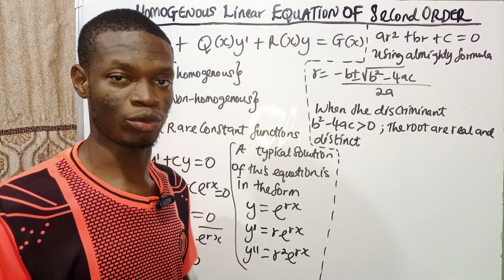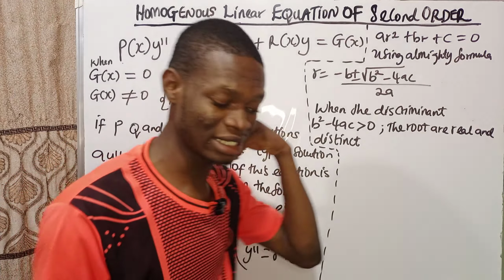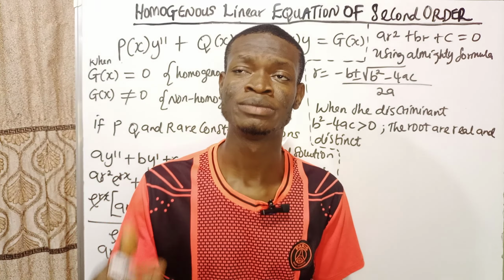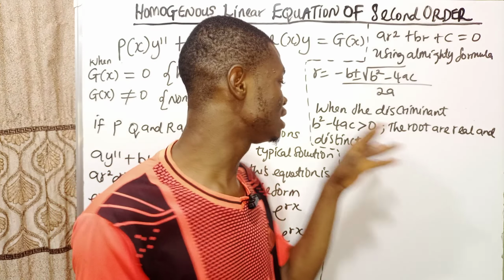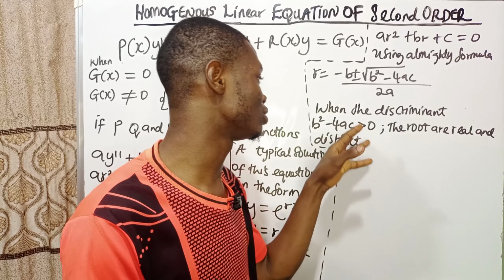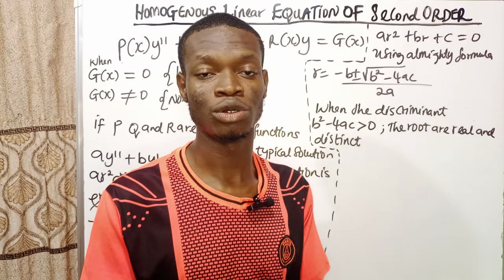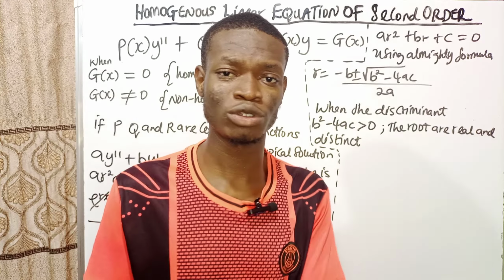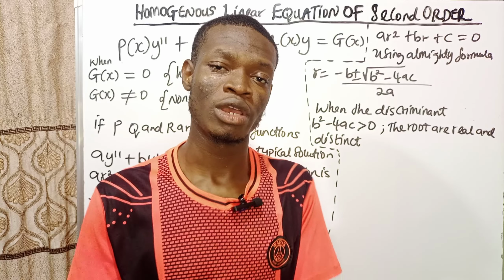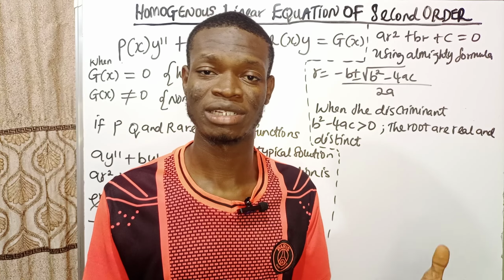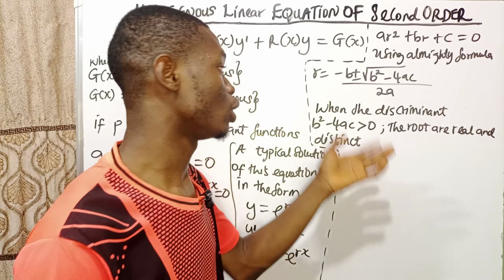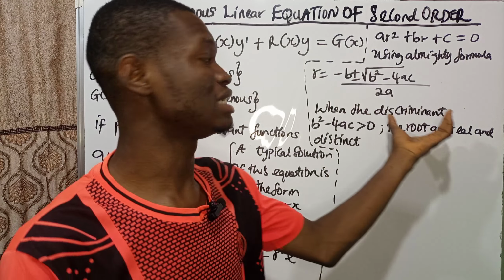Distinct means unequal. So the roots are real and distinct. If you remember in our quadratic equation, these are still the same thing. This is the discriminant. When b squared minus 4ac is greater than 0, the roots are real and distinct. If it is equal to 0, the roots are real and equal. If it is less than 0, that means we are getting imaginary or complex numbers. So this is still the same thing.